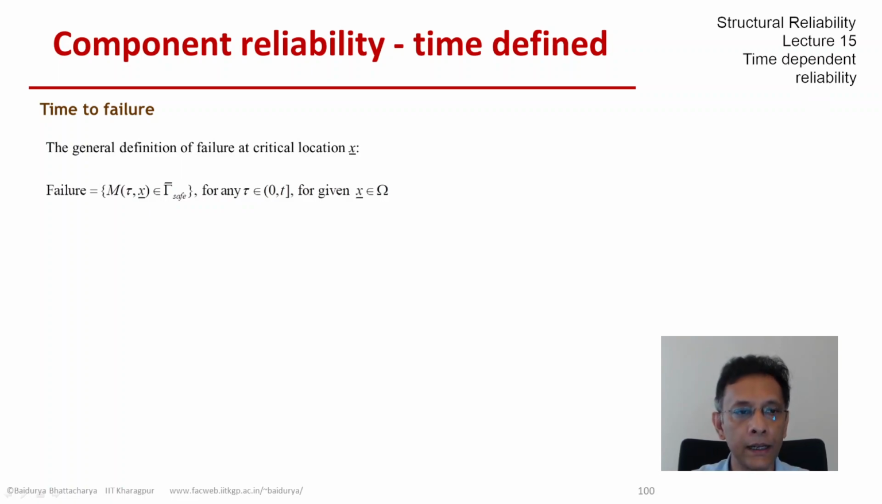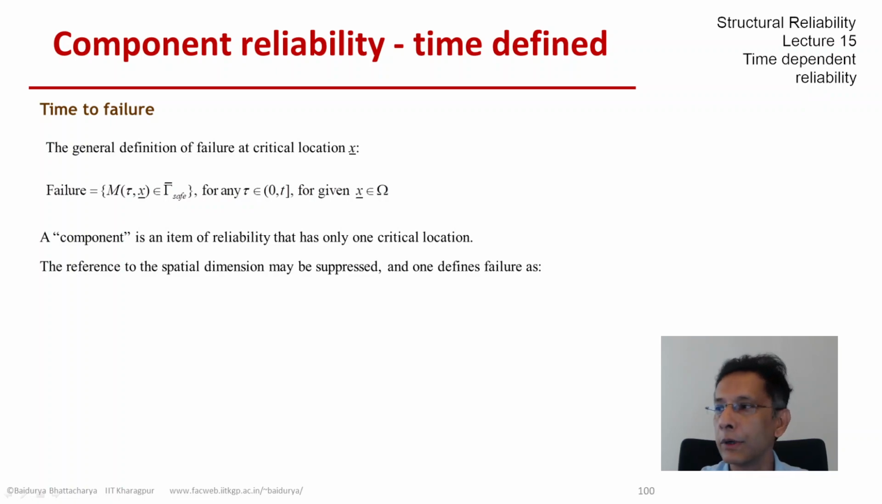have a failure. Now, since we are talking about components in this lecture, we will suppress the reference to the location and simplify the definition of failure as the safety margin M, which is time dependent, that goes into the unsafe set at any tau between 0 and t.